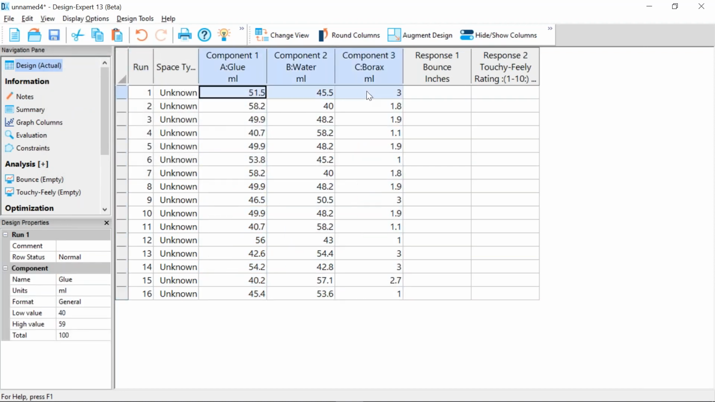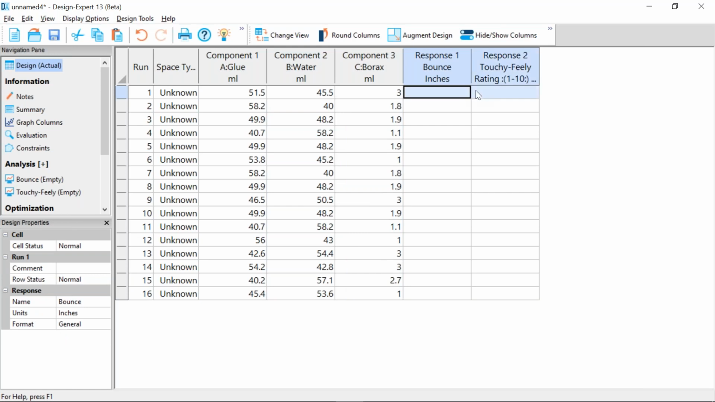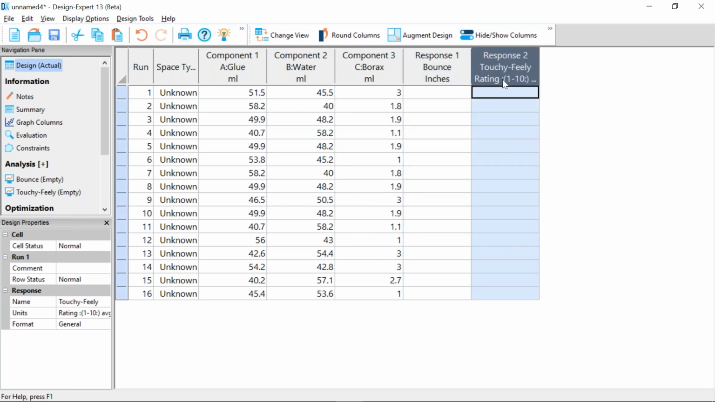And then you would make up your recipes that are shown here, measure the bounce of the play putty rolled up into a ball, and do the touchy-feely rating, which is a 1 to 10, 1 being we don't like the way it feels, and 10 being we like the way it feels.